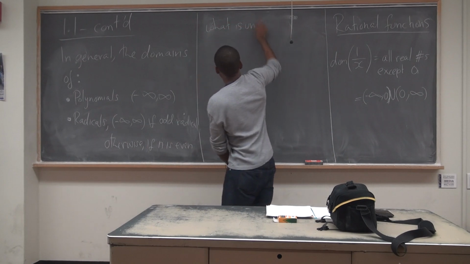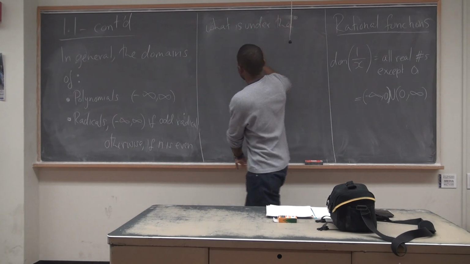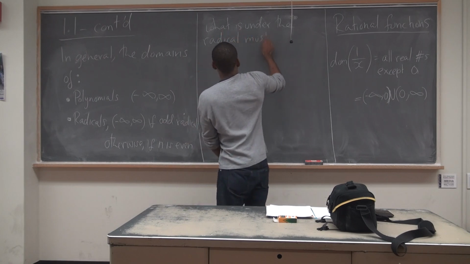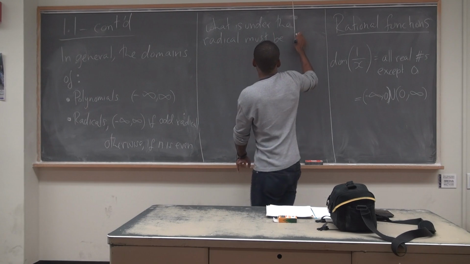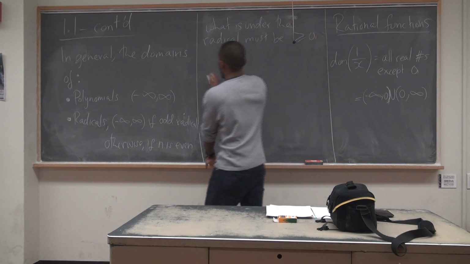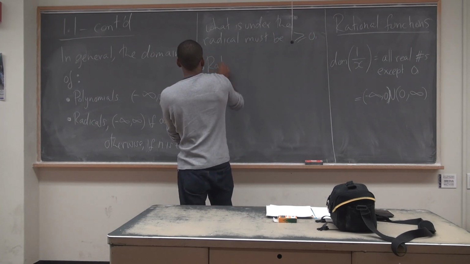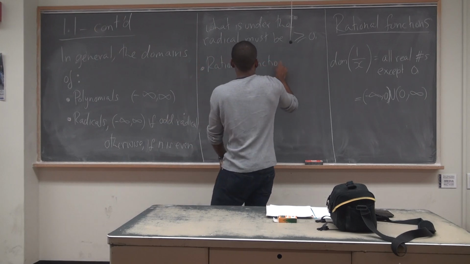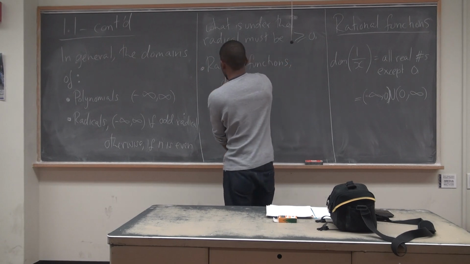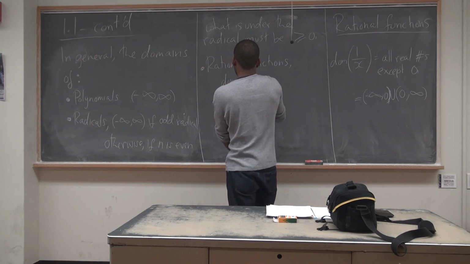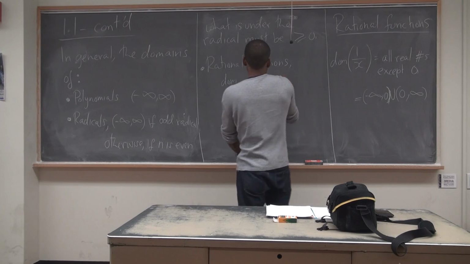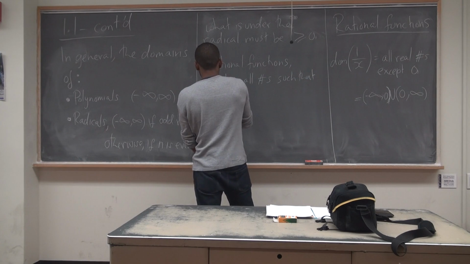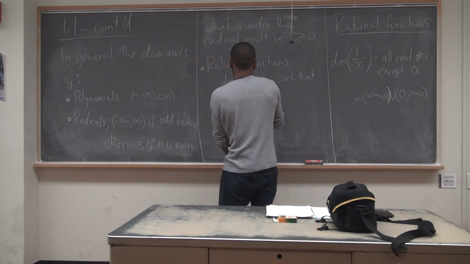what is under the radical must be greater than or equal to 0. We also have for rational functions, the domain is all numbers such that the denominator is non-zero, because we cannot divide by 0.